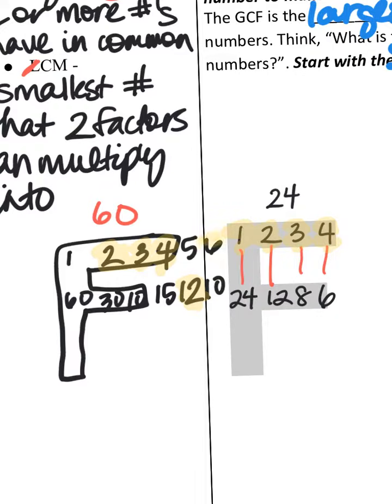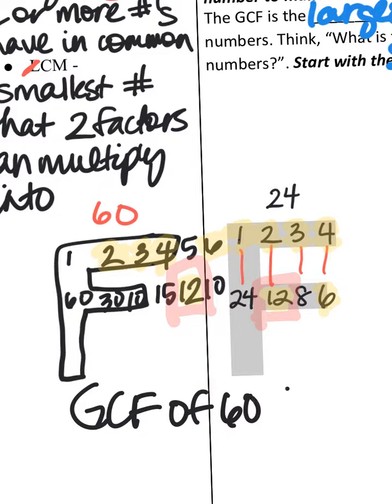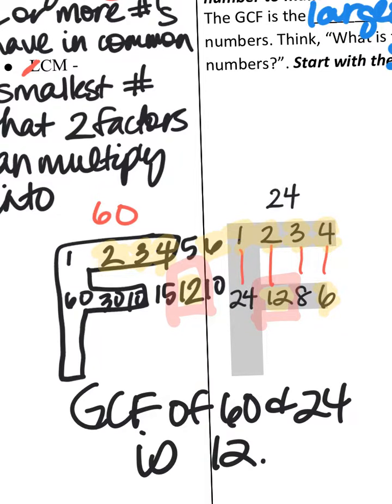No. Do I have a 6? Yes. So of all those numbers that I highlighted, what is my biggest number? Well, that's a 12, right? So, sorry, I should have done this too. Okay. So, the GCF of 60 and 24 is 12.